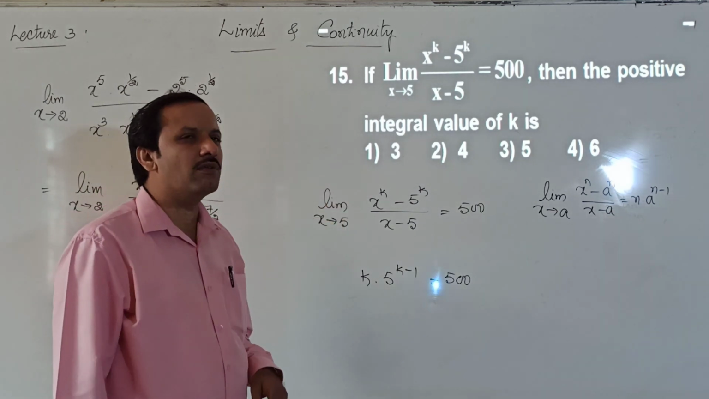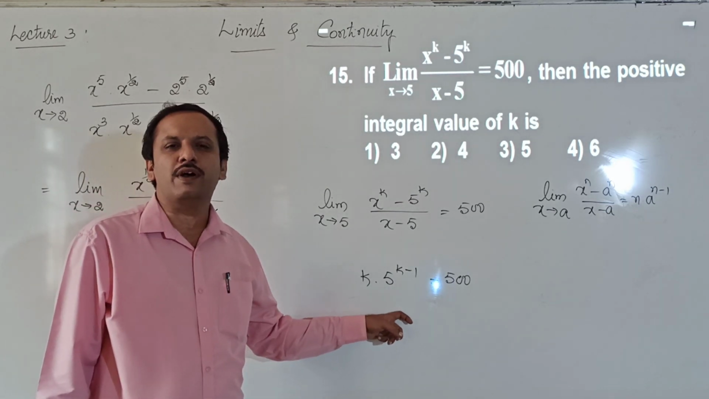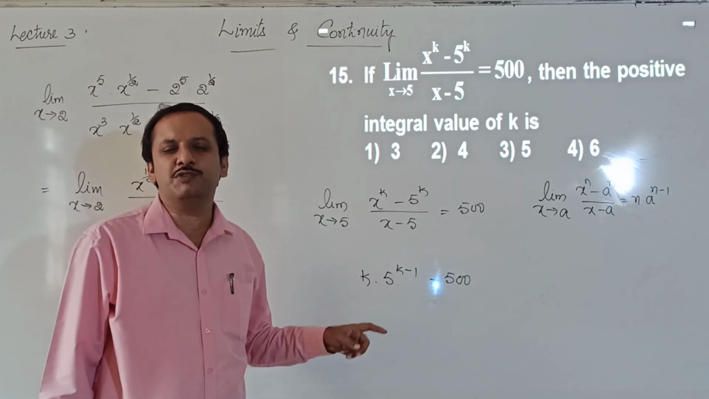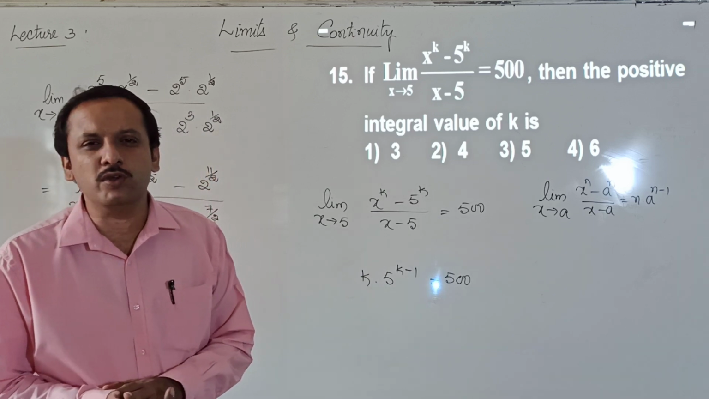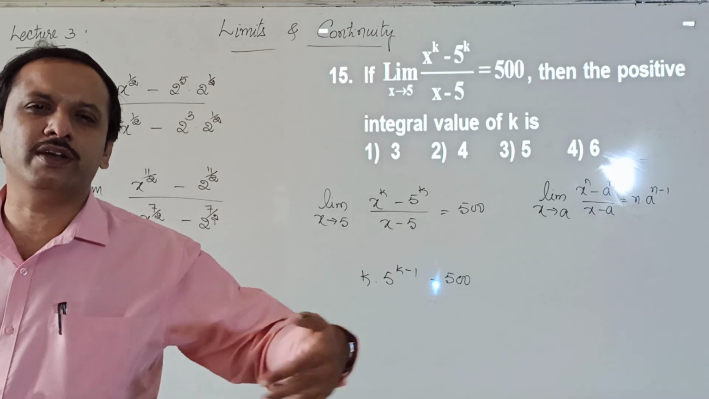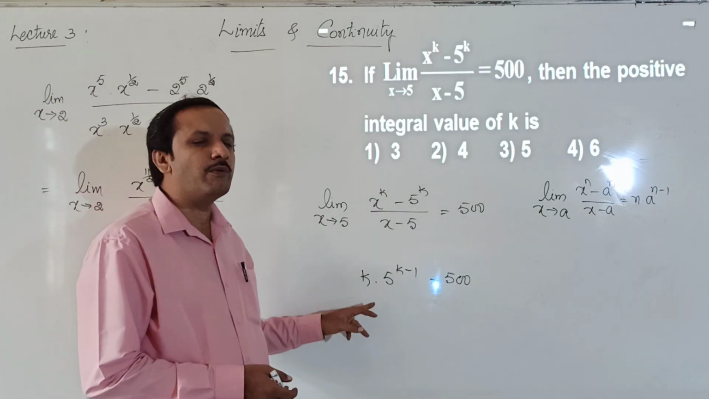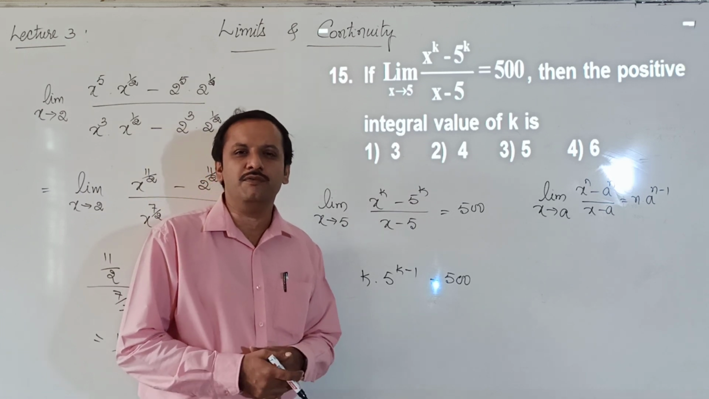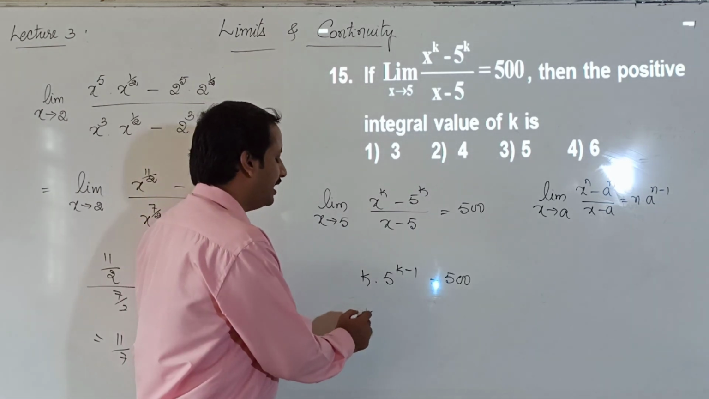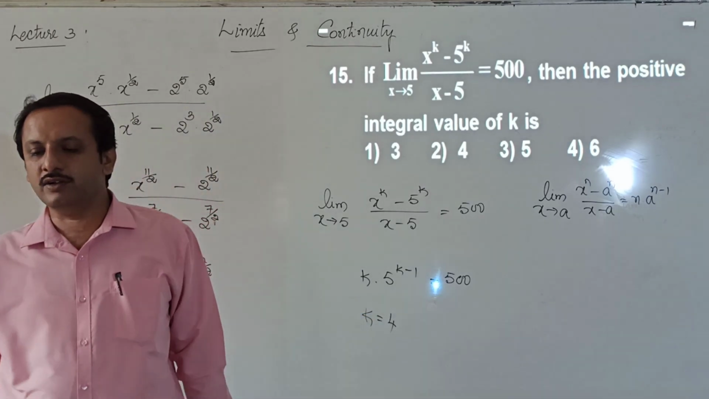Then put k equal to 4. If I put k as 4, 4 into 5 power 4 minus 1, which means 4 into 5 cube we get. What is the value of 5 cube? 5 cube is nothing but 5 into 5 into 5. 5 into 5 is 25, 25 into 5 is 125. And what about 4 into 125? 4 into 125 is equal to 500. Therefore, k value must be equal to 4, which is the second option.